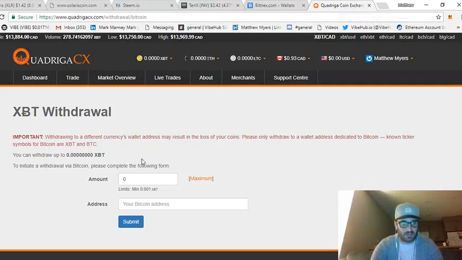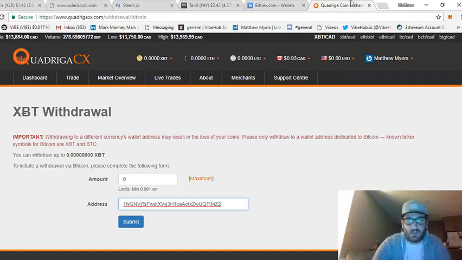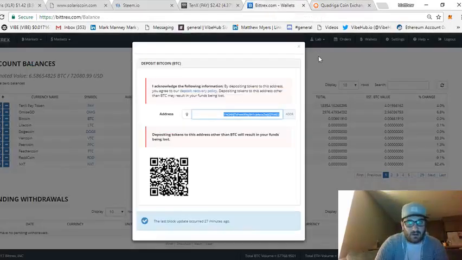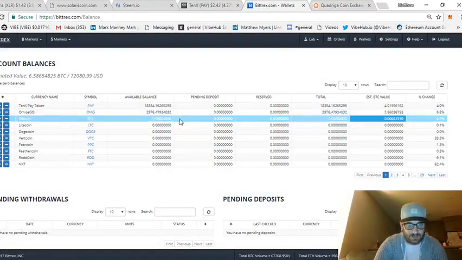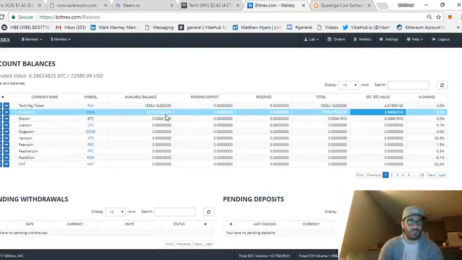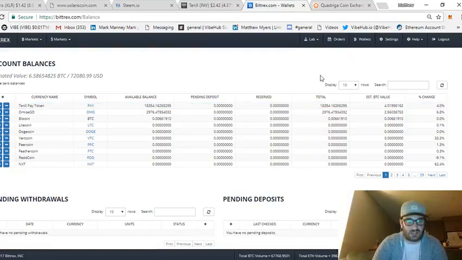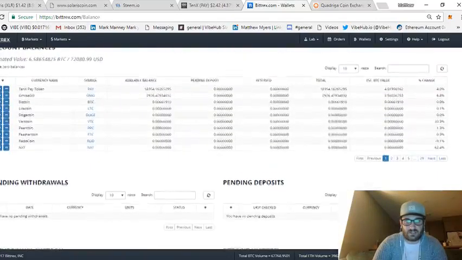You go back to Quadriga. You put the amount of Bitcoin you have in here. Then this is your address where you want to send it to. You'll click submit. And then within 10 minutes to an hour, you'll go back here and you'll see your available balance of whatever you sent in Bitcoin. And this will work this exact same way in every single exchange you work with. I'm using Bittrex here as an example, but every single exchange is the same.